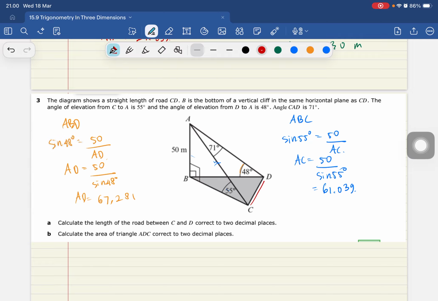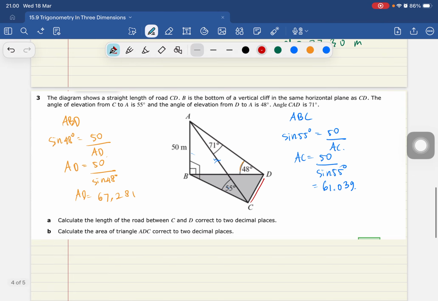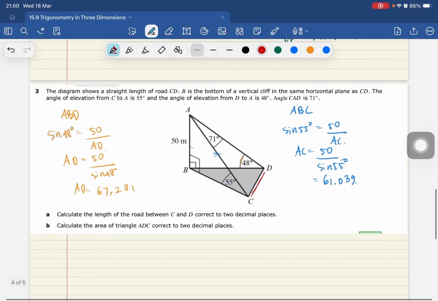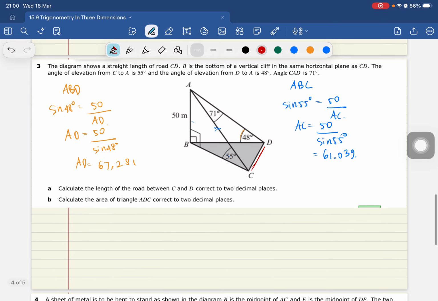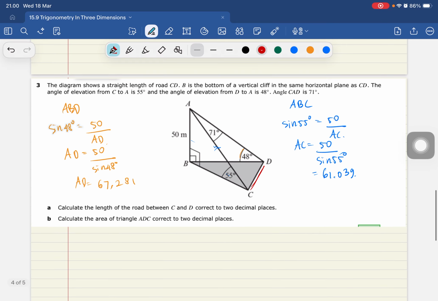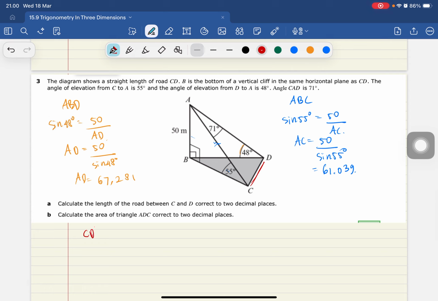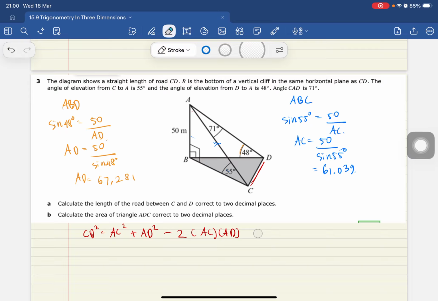Yeah, we can use the cosine law. So we got CD square equal to AC square plus AD square minus 2 multiplied with AC times AD, and then we multiply with the cosine of 71 degree.